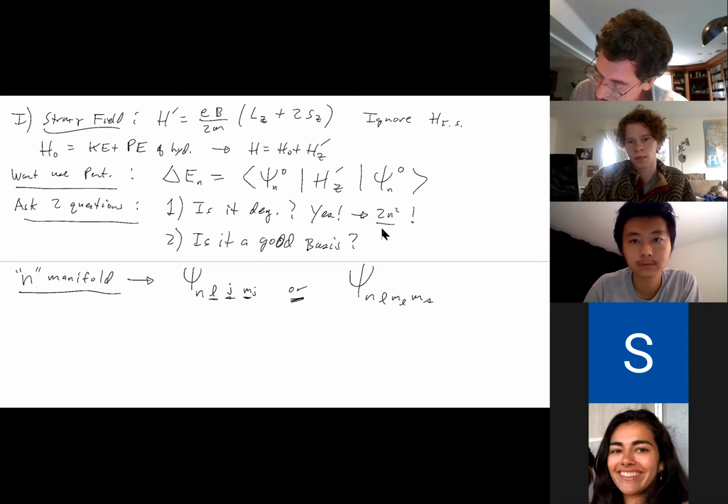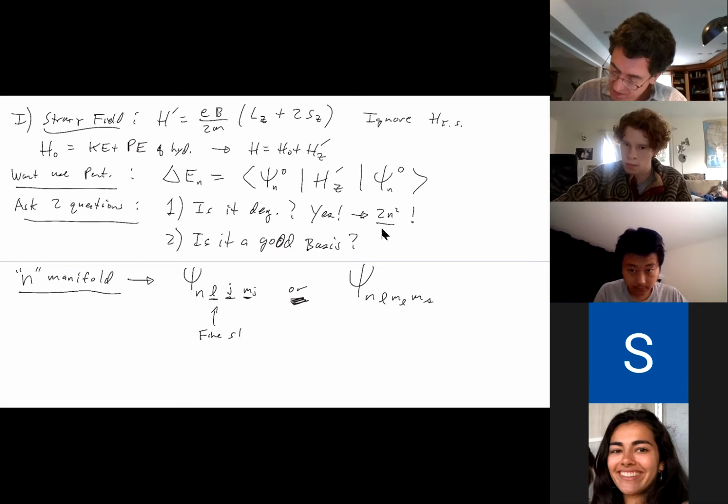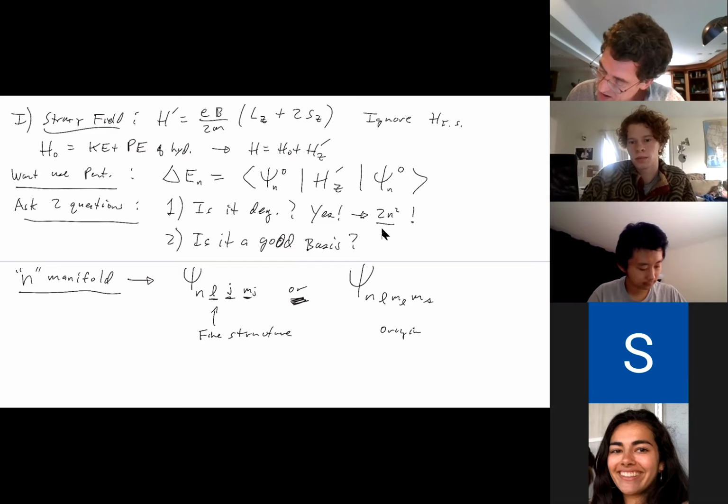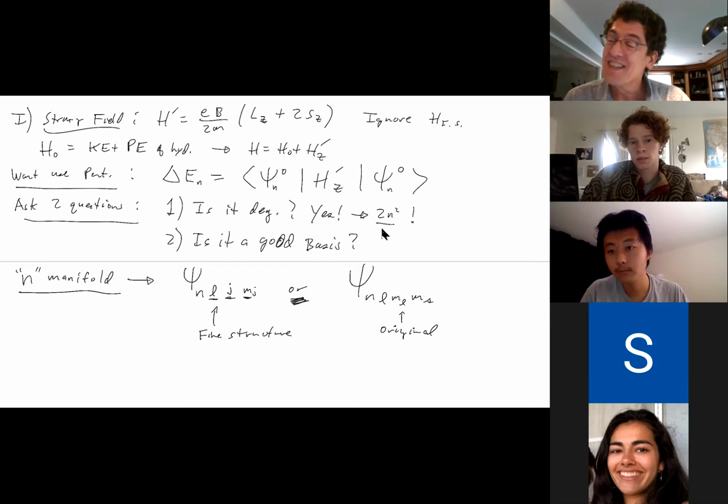We have two choices. So we have figured out two bases. That's right. And so we know that this one was for the fine structure, right? And this is sort of our original basis. Okay, good. That's exactly right. So which one do we choose? The original basis, because our perturbation has L_z and S_z. Good. Let's do it. Let's try the original one.